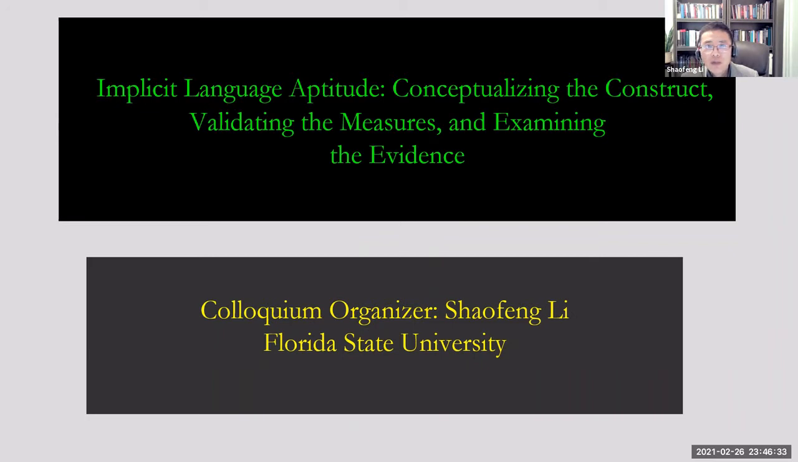So the talks of this colloquium examine the validity of implicit language aptitude, which I define as a cluster of cognitive abilities that enable learners to conduct unconscious computation of the distributional and transitional relationships of existing linguistic stimuli. For the purpose of this colloquium, I've prepared a few slides to introduce the speakers and the talks. So I'm going to walk you through the PowerPoint slides.